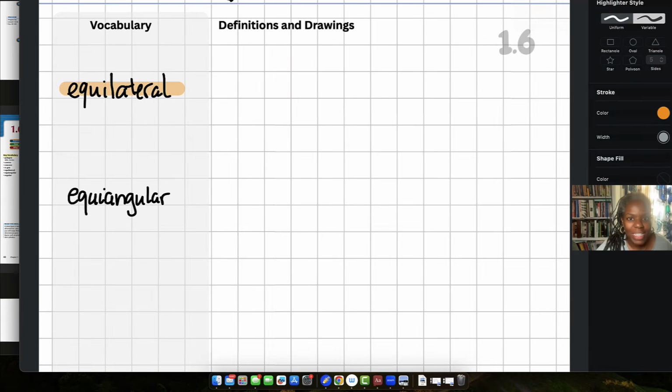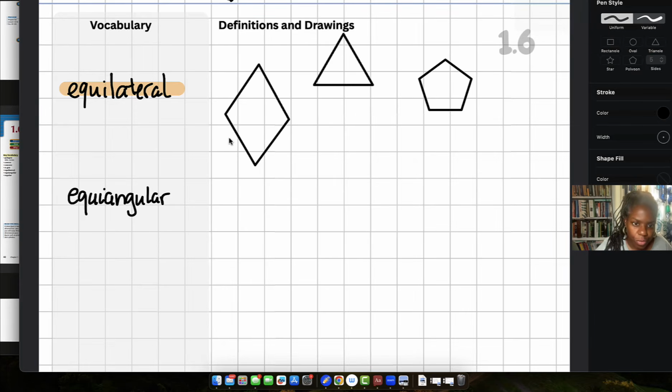The next term is equilateral. Equilateral means a polygon where all the lateral or sides are congruent. Notice these 3 polygons have side lengths. Each of the segments are the same length. And when that's the case, we use little marks like this to say that these sides are congruent to one another. Notice I'm using 2 here. So every segment that has 2 marks are saying that those are the same length.